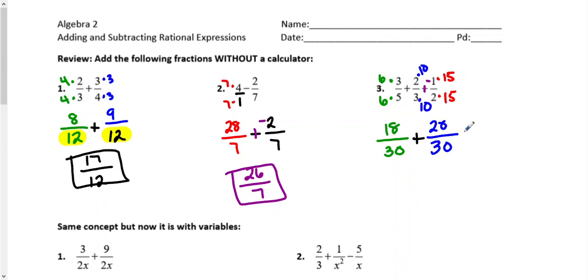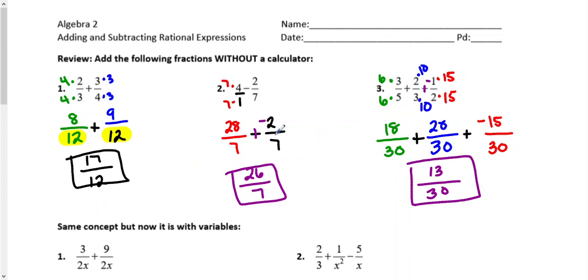And again, we changed this to a plus. Negative 1 times 15 is negative 15 over 30. Now here we have to add 18 plus 20, which gives us 38. And then 38 plus negative 15 gives us a positive 23 over 30.